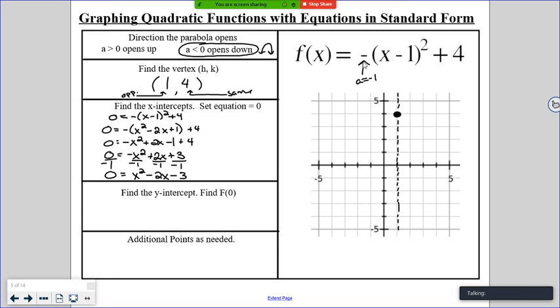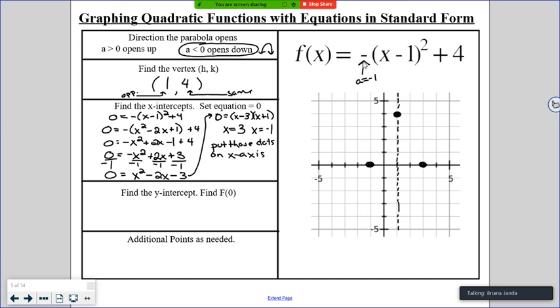Okay, I'm going to slide up here and keep going. I can factor this. Factors of -3 that add up to -2 would be -3 and 1, which means x equals 3 and x equals -1. Put those dots on the x-axis. So I'm going to put a dot at 3, and I'm going to put a dot at -1. Now oh, that's not 3.